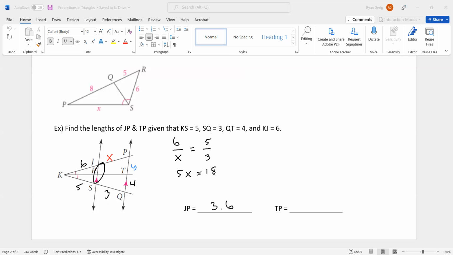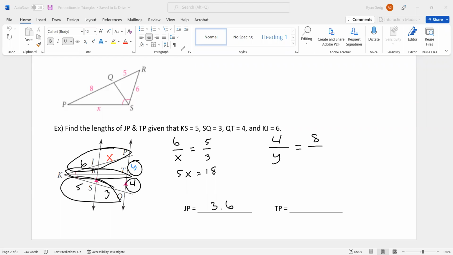All right. Now the angle bisector is a little trickier because I have to do the full segment. The angle bisector is KT. That's this right here. This is the angle bisector, which means it cuts 4 and y proportionally. So 4 over y equals, well, what side of the triangle is on the same side as 4? That'd be those two together. So 8. And then on this side would be 6 and x. So 6 plus 3.6 is 9.6. And then you just multiply 8y equals 38.4. Divide by 8, and you get y, which is 4.8.